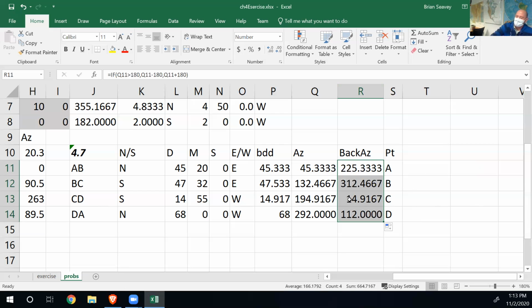So there are all the back azimuths. So now that I have them for point B, let's see if we can get the interior angle, which we figured was the difference between 45 and 132 or something, right?